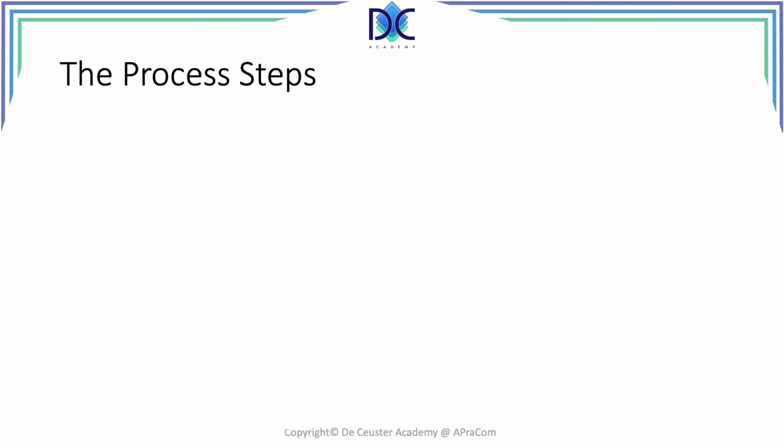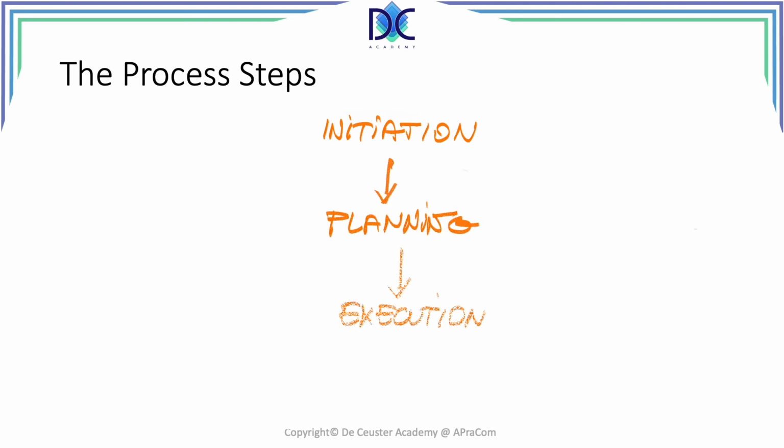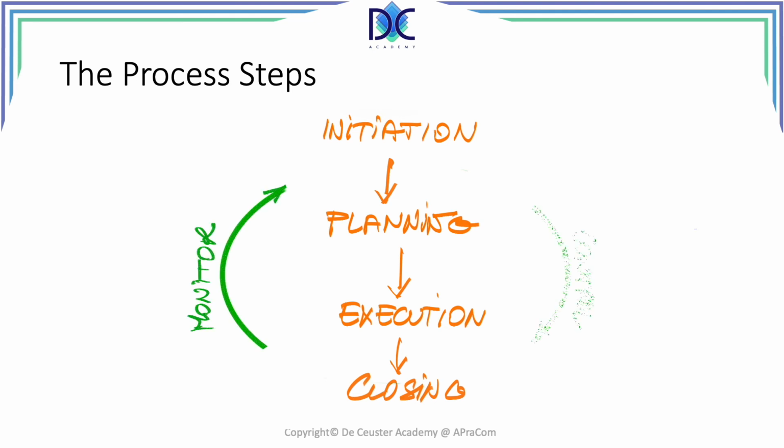We've been talking about this before, but as I told you before, it's very important in project management to understand this properly. First of all, we have the step of initiation, where we are starting with the project. Then we have the planning. The next step is project execution, and then we have project closing. Of course, we also have monitor and control process steps, which are very important in project management.